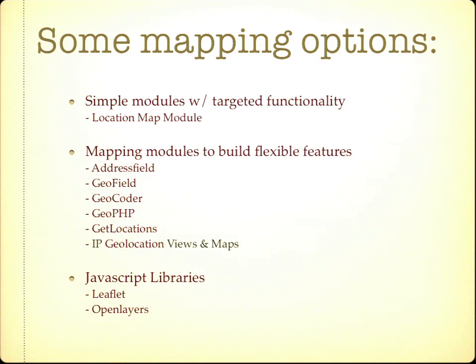Then there's kind of the geospatial stack, or the stack of modules that start to bring flexibility and allow for a lot of different more features. The address field, Geofield, Geocoder, and GeoPHP. In combination, those four modules with views, you can do quite a bit, and that's without getting into then the JavaScript libraries, Leaflet, and Openlayers. And Leaflet and Openlayers now start to add a lot of functionality to your maps, and just open up a whole much larger world of opportunities.